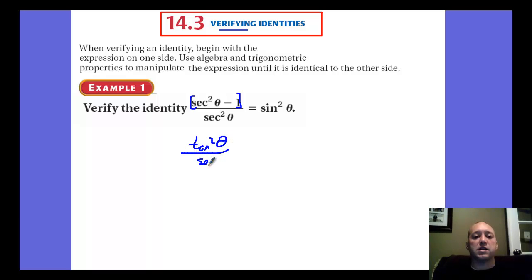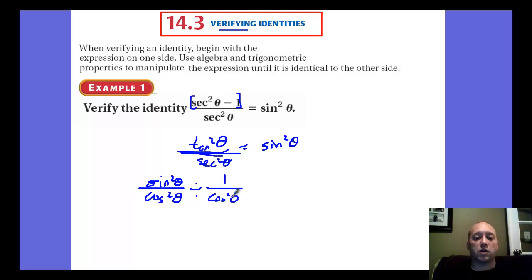Still divided by secant squared theta. This whole thing still equals sine squared theta. So now I need to manipulate them more. Now, tangent squared theta is actually rewritten as sine squared theta divided by cosine squared theta. And we're dividing by secant squared theta, which is 1 over cosine squared theta. I'll write that out here.